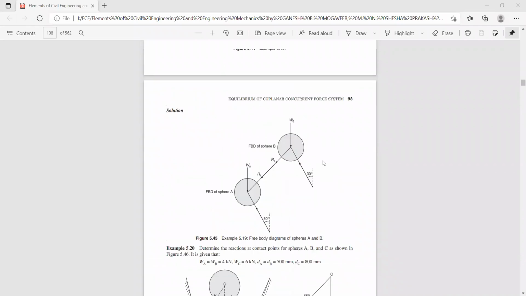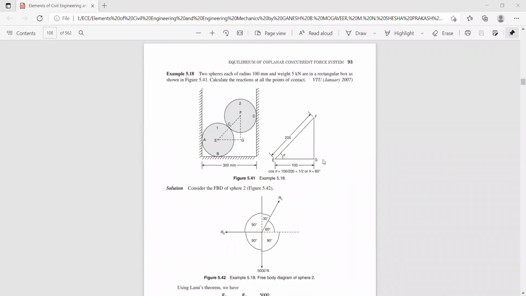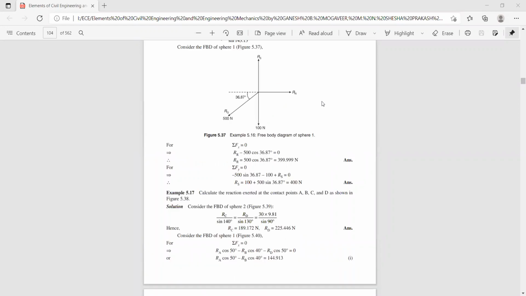So you have the test on Sunday, I think, correct? First session is. Yes, sir. So the portions for the first test are right from the beginning. So this equilibrium of planar force system is not included, and also the resultant of non-concurrent forces is not included.